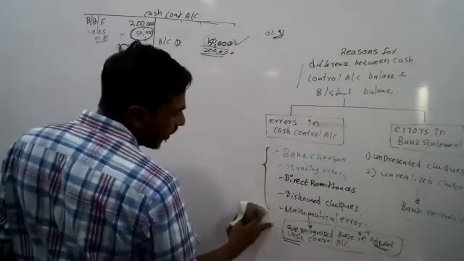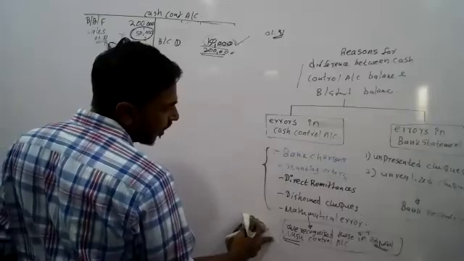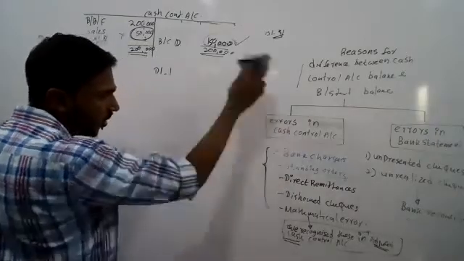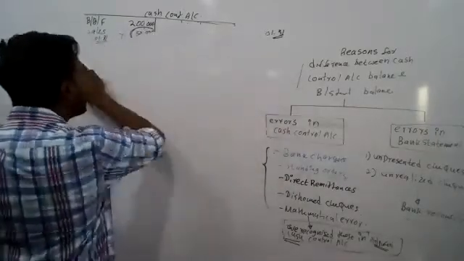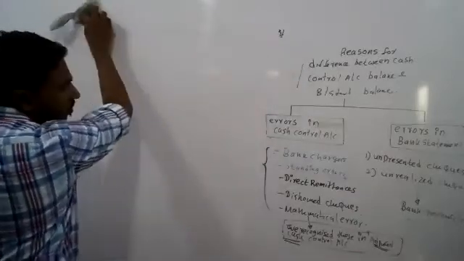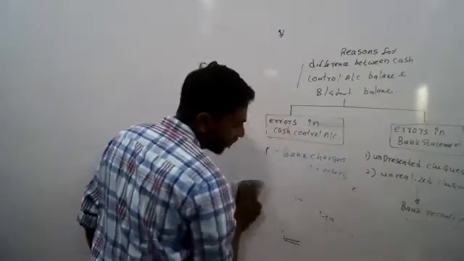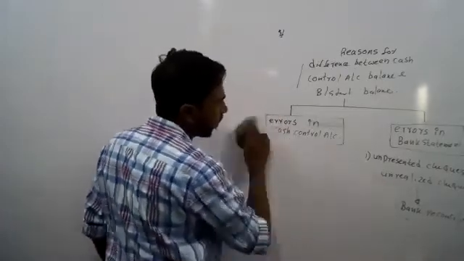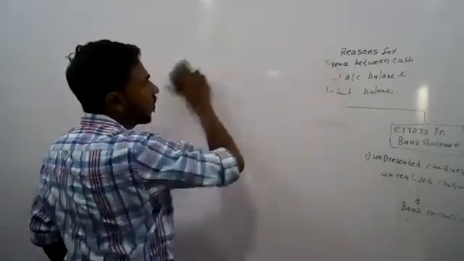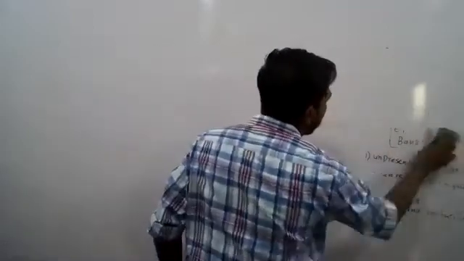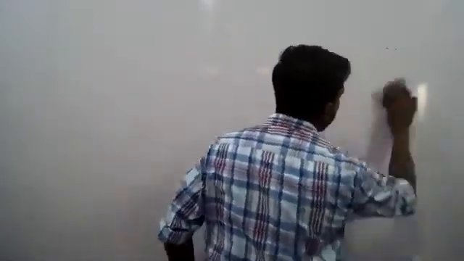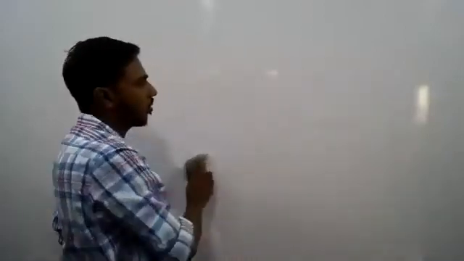Right now, keep it in mind: errors in the cash account control account should go to the adjusted cash control account. Errors in the bank statement go to the statement of financial position. Sorry, errors in the bank statement go to the bank account.